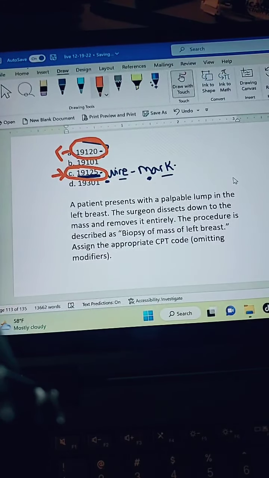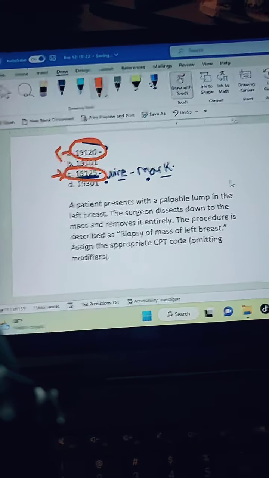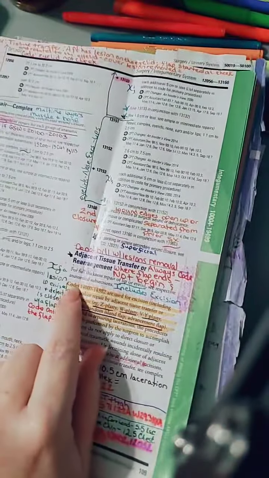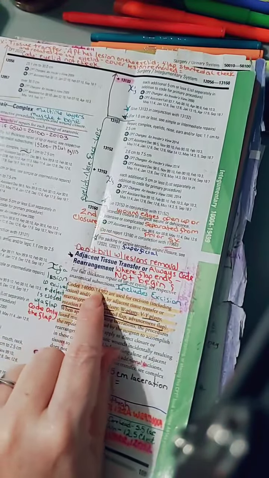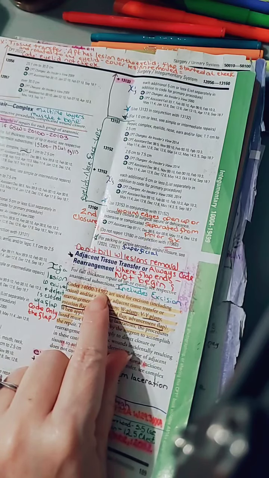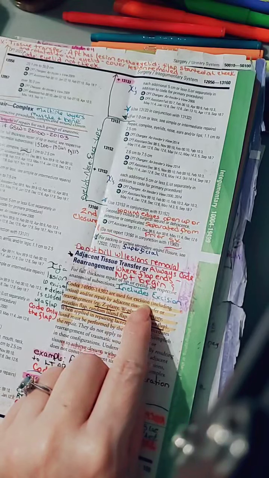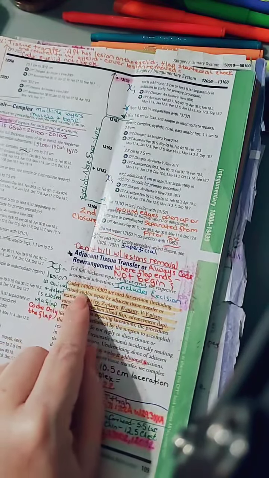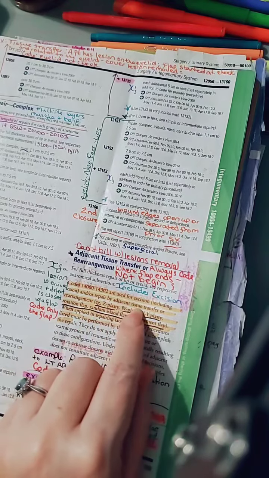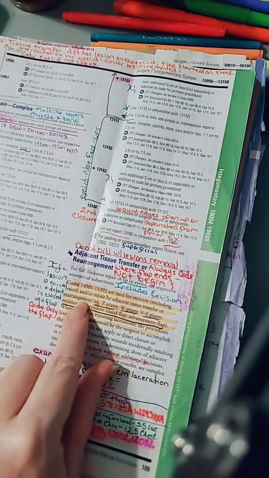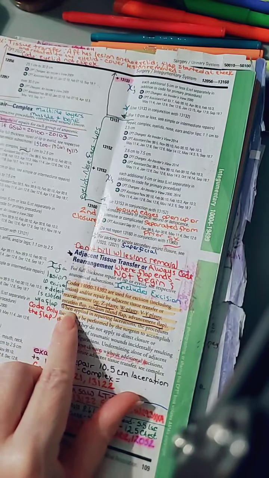You don't see the guideline about the exclusion? About that it includes the excision. Codes 14000 and 14002 are used for excision, including lesion, and repair of adjacent tissue and rearrangement.